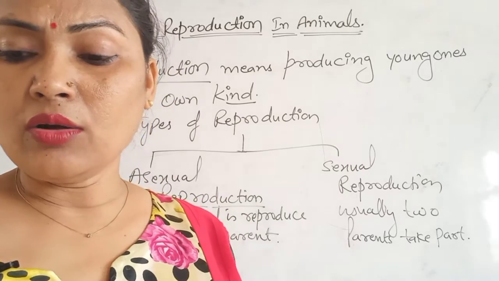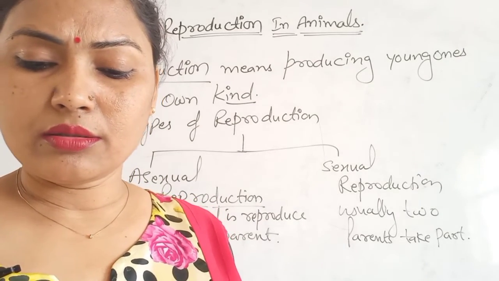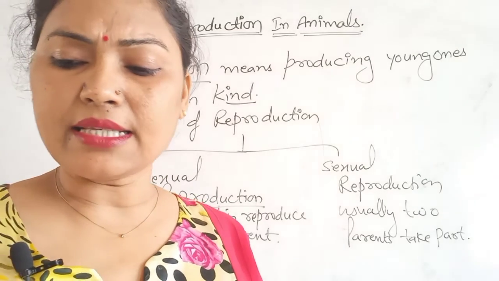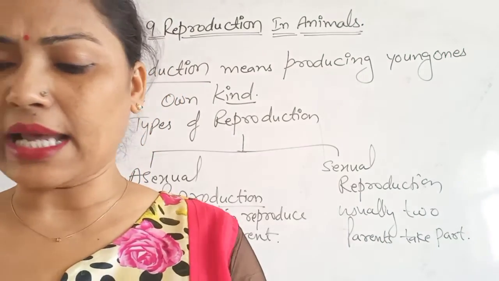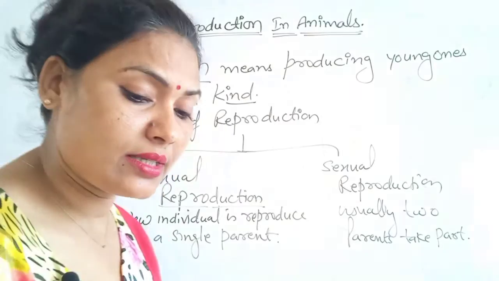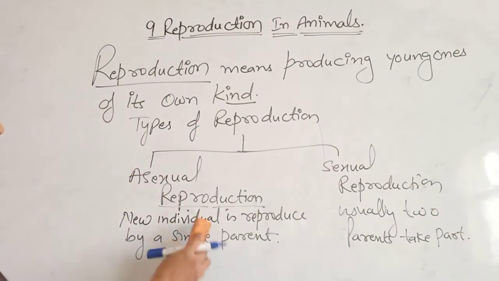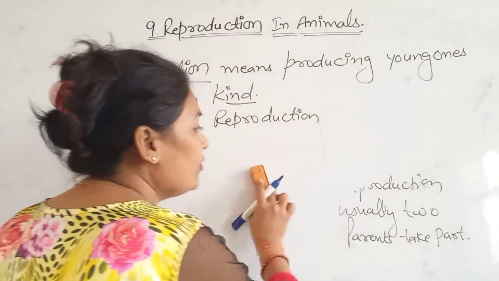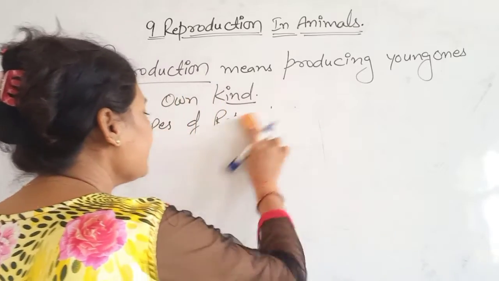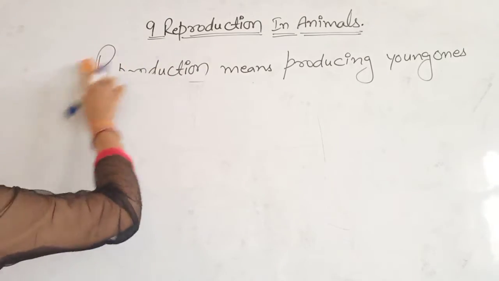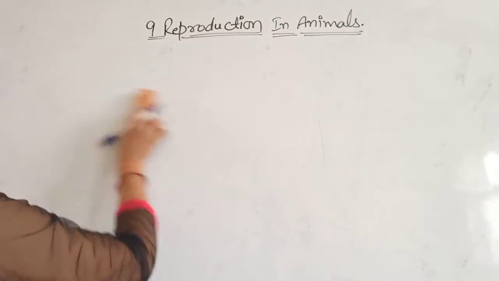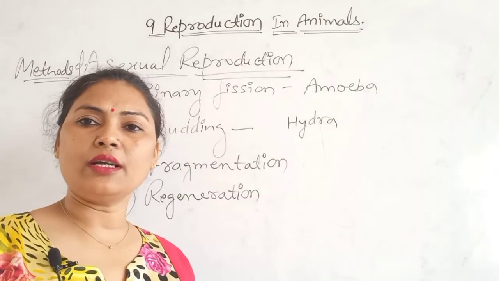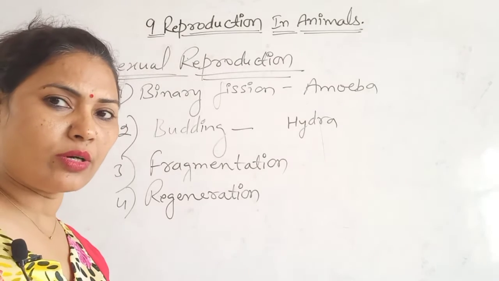Okay. Now let me discuss asexual reproduction, which I have discussed. Now let us discuss binary fission. Okay. What is binary fission? Actually I have discussed binary fission, but let me write binary fission under types of asexual reproduction. So let me discuss the different types of asexual reproduction.